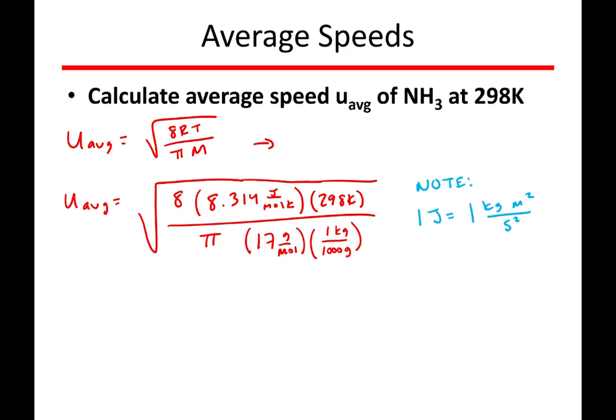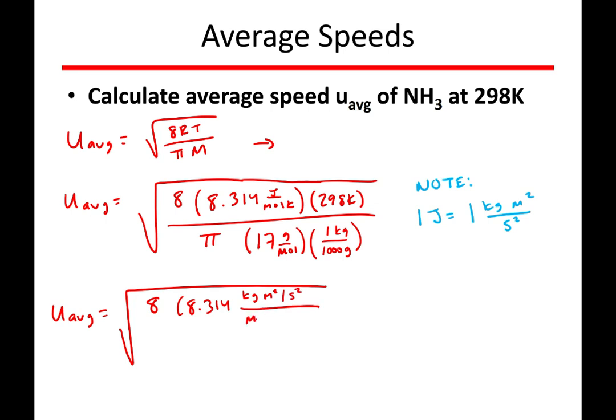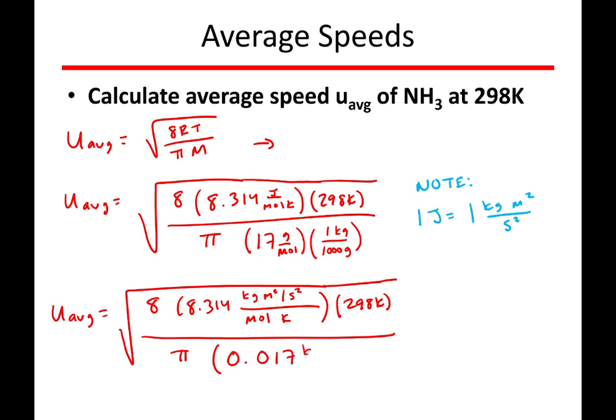With all of that in mind, let's substitute that in for our units, and then we'll see how the units cancel out and how we get the correct answer here. The average speed is, I'm not going to really change anything here, just the unit. 8 times 8.314, and then instead of writing joules per mole per Kelvin, I'm going to say kilogram meters squared per second squared, that's joules per mole per Kelvin, times the temperature of 298 K over pi, and then the molar mass, 17 divided by 1,000, I'm just going to rewrite that as 0.017 kilograms per mole.